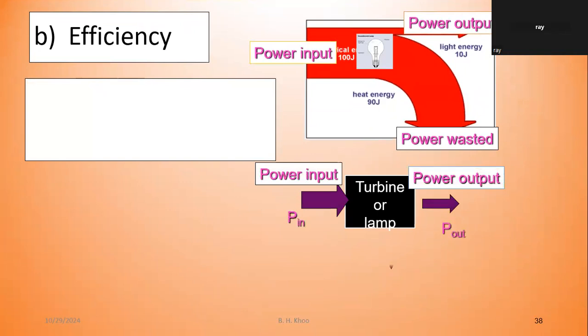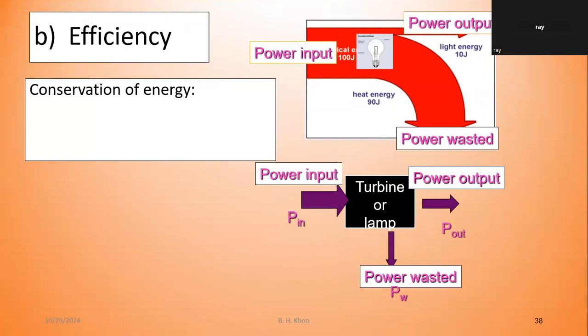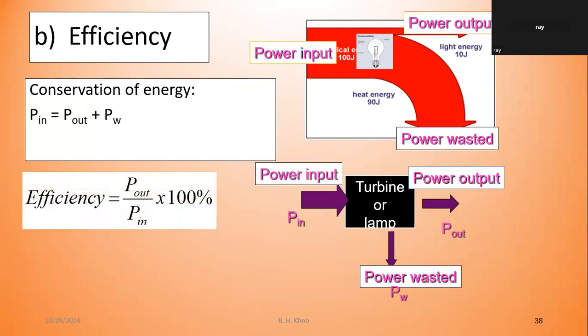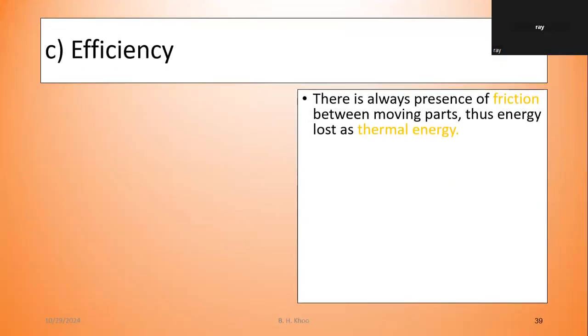These are various ways of writing the same thing. Right? We can use power instead of energy. We can use power. Same thing. Conservation of energy: power input goes to power output and power wasted. Efficiency formula, the same thing. We just use power output over power input times 100%.